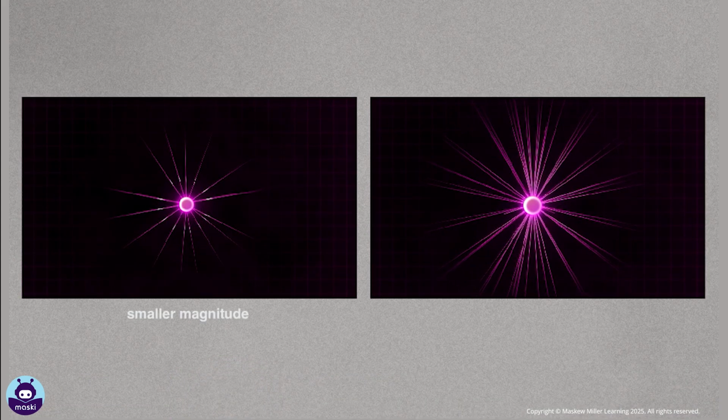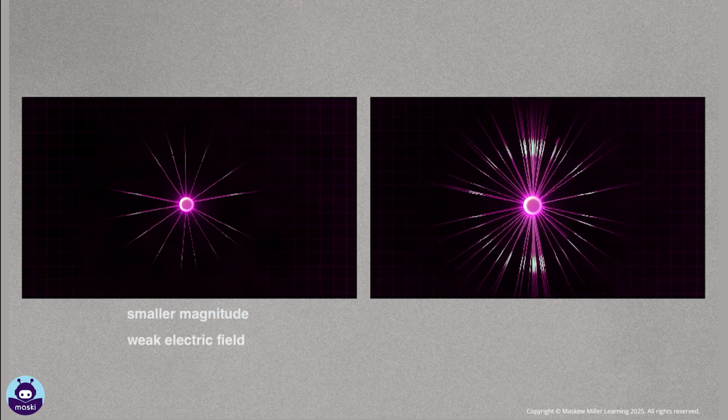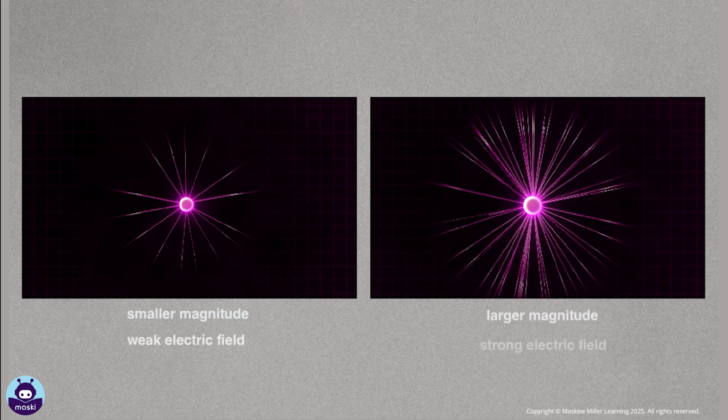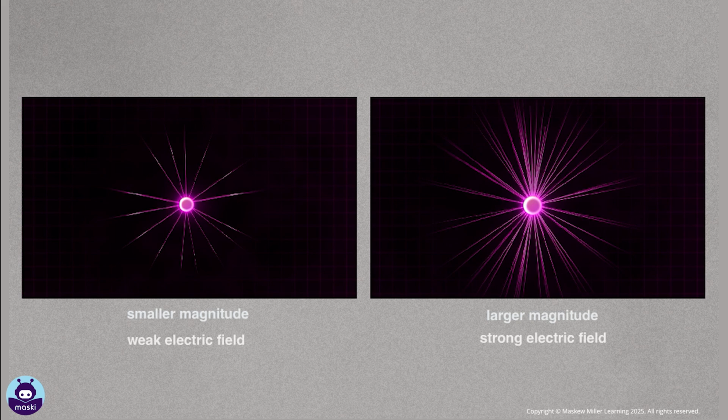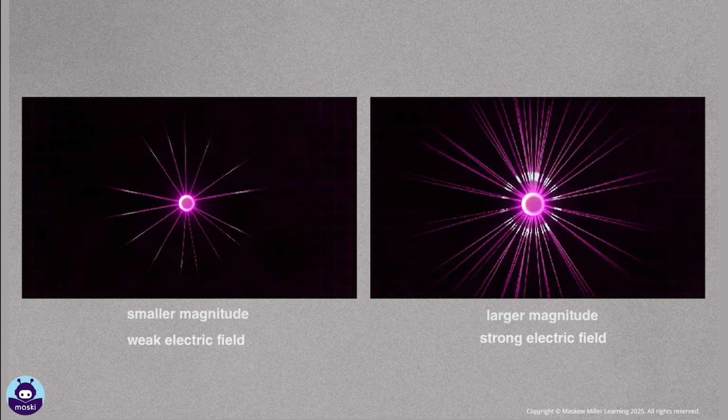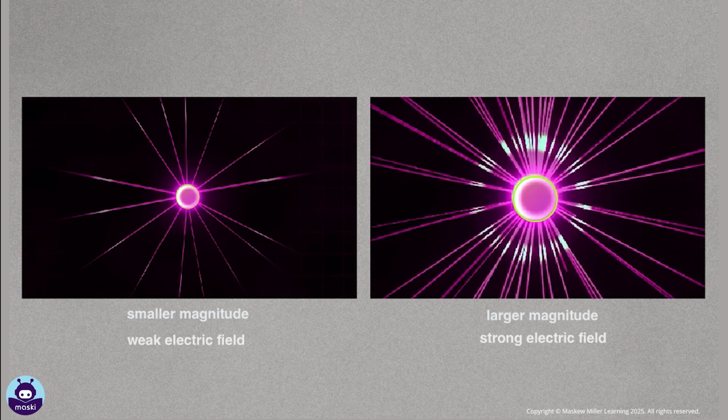Moreover, a charge with a smaller magnitude will have a weak electric field, and a charge with a larger magnitude will have a strong electric field. If two imaginary surfaces are considered to enclose two different charges, the surface that encloses the charge with a larger magnitude will have more electric field lines passing through it. In other words, the number of field lines passing through a surface is proportional to the charge enclosed by the surface.